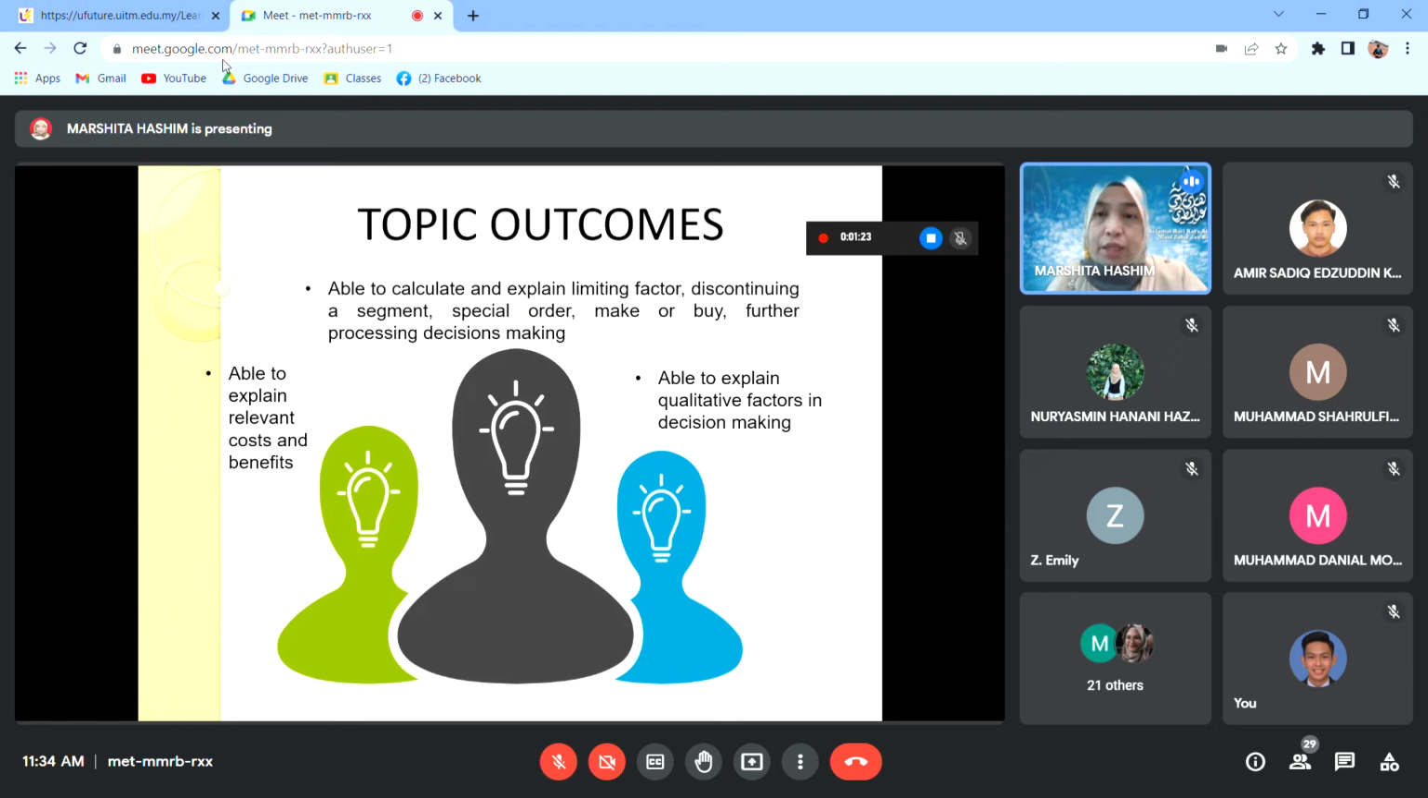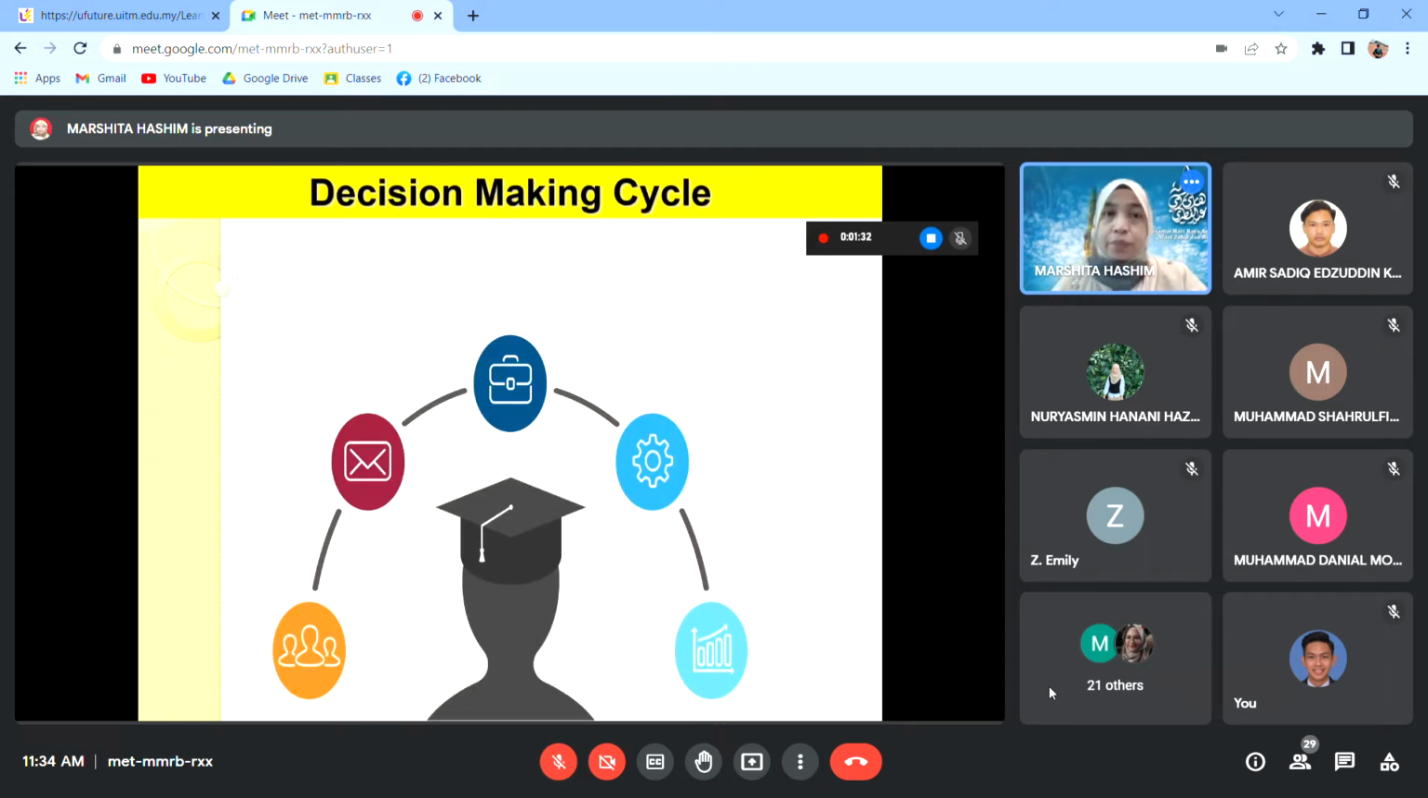For example, make or buy decisions, further processing decisions. And then you should be able to explain qualitative factors when you make a decision. Okay, this is the decision making cycle.